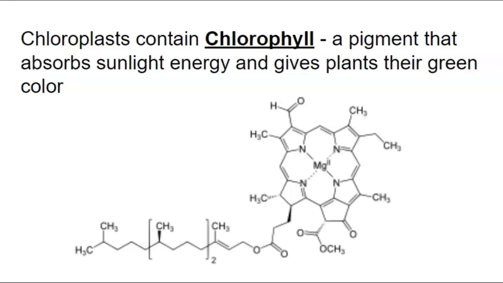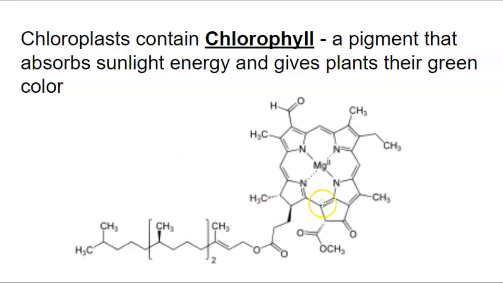All right, next thing we're writing down is that chloroplasts contain chlorophyll. Chlorophyll is a pigment. Pigment means coloring, like a color pigment. And its job is to absorb sunlight energy. Without chlorophyll, it wouldn't be able to absorb the sunlight and it wouldn't be able to make food. So this gives plants their green color.